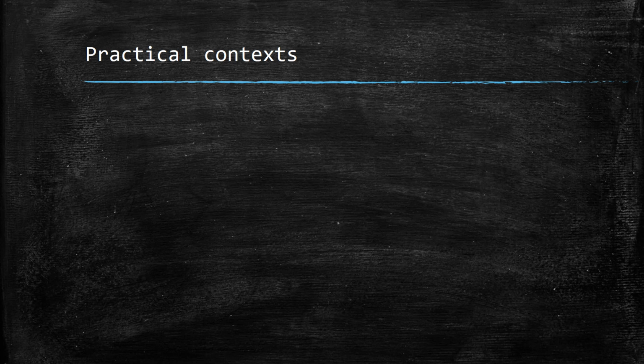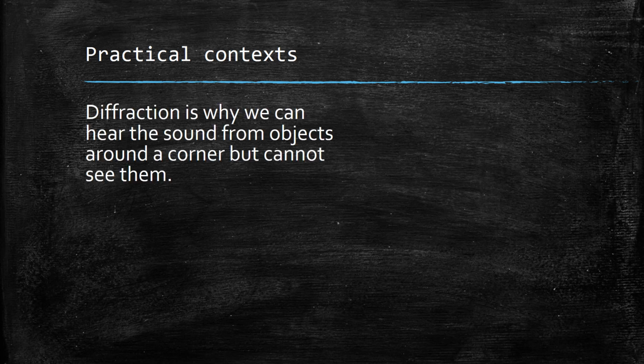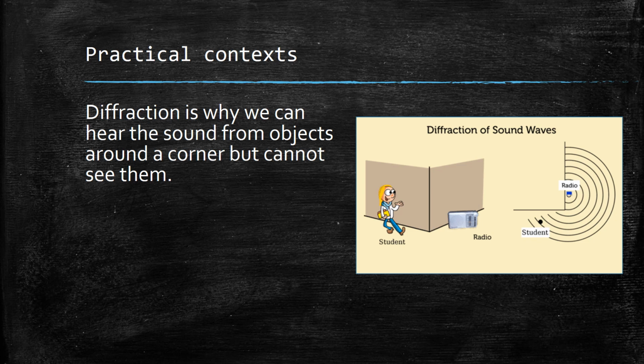So what are the practical contexts of this? Well, diffraction is why we can hear sound from objects around a corner but cannot see them. In the diagram, the student is walking on one corner of the wall and the radio is around that corner. The student can hear the radio playing because, as we can see in the diagram on the right, the radio waves are diffracting around the edge of the corner.